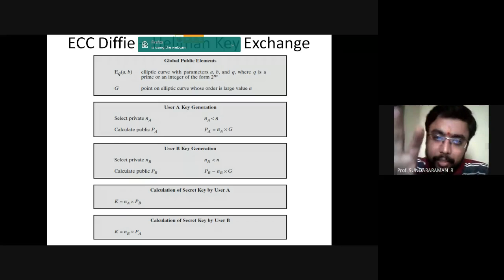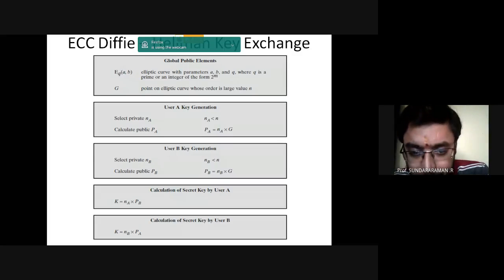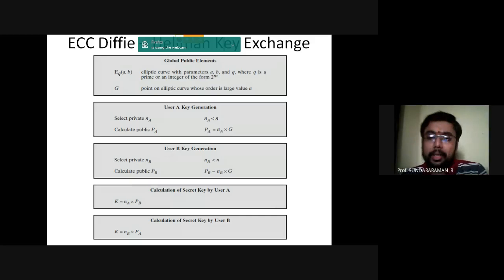After generation of the public key, user A shares his public key with user B, and vice versa. User B shares his or her computed public key with user A. Therefore, now user A will be having PB, and user B will be having PA. So both of them will be having both public keys. Now the secret key has to be computed. In fact, the secret key can be used for some other purpose.